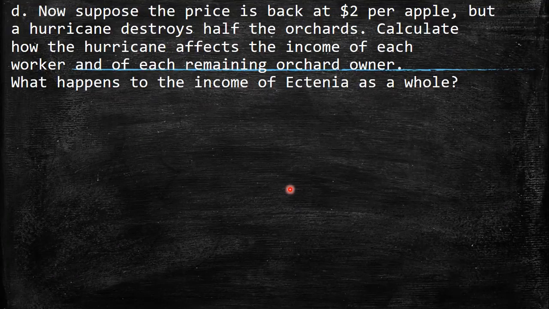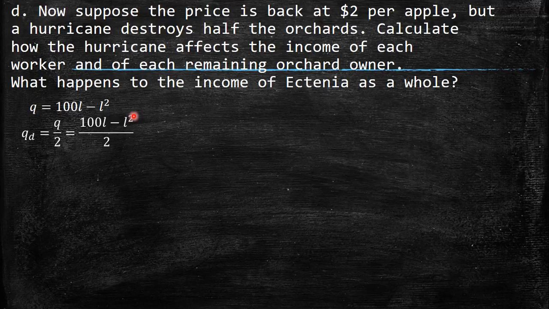Now let's go to the numbers. Here we have the situation, and because we know that this should be half of the orchards, the quantity should be over 2. So this is the trick.